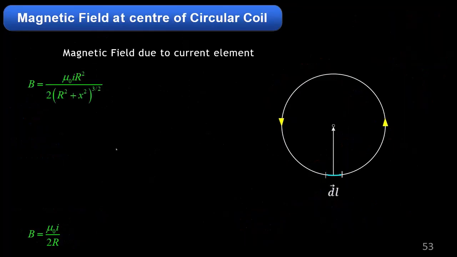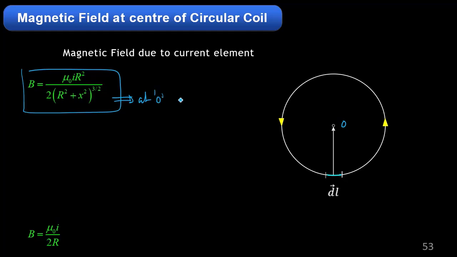So once I calculate the magnetic field at point P, now I can do the limiting case analysis. That means the expression for magnetic field that we got is this. So for this situation, if I want to calculate the magnetic field at the center, at the point O, the value of x should be equal to 0, because x is the position of the point P measured from the center of the coil.